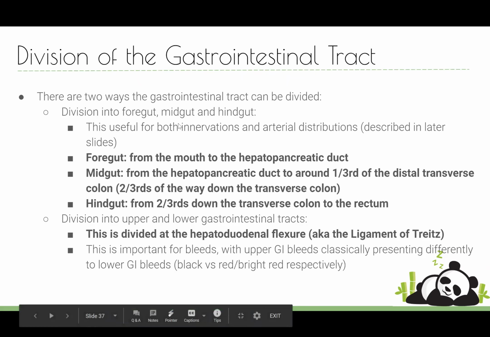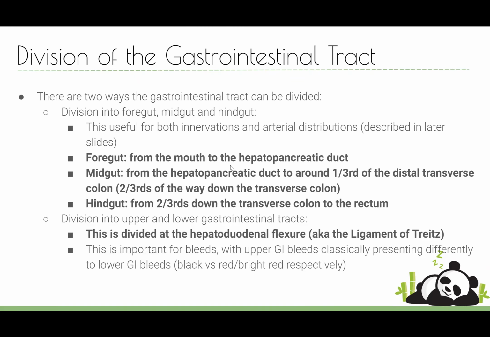In terms of the division of the foregut, midgut, and hindgut, this is also very important. So the foregut goes from the mouth to the hepatopancreatic duct in the duodenum. The midgut goes from the hepatopancreatic duct to 1/3 of the distal transverse colon, so 2/3 of the way down the transverse colon. And then the hindgut is just the rest, from the 2/3 down to the rectum. These are important for the arterial innervations that I'll talk about in a second.